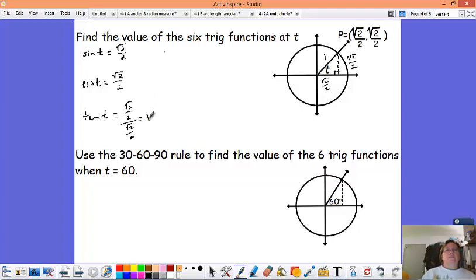The reciprocal functions, one thing that I can do to remember which goes with which, each of the groups has one co in it.